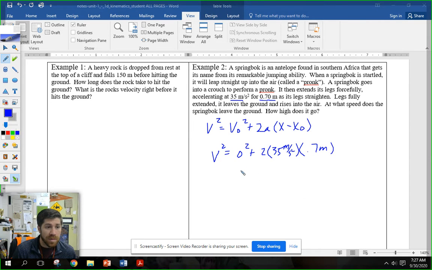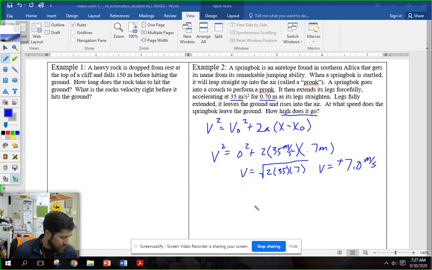From here I'm just solving, so v would be equal to the square root of 2 times 35 times 0.7. I'm dropping units just for the sake of space, which means my takeoff speed is about positive 7.0 meters per second. Now that I know that, I can figure out how high the antelope goes by using the third kinematic formula, but with different numbers.